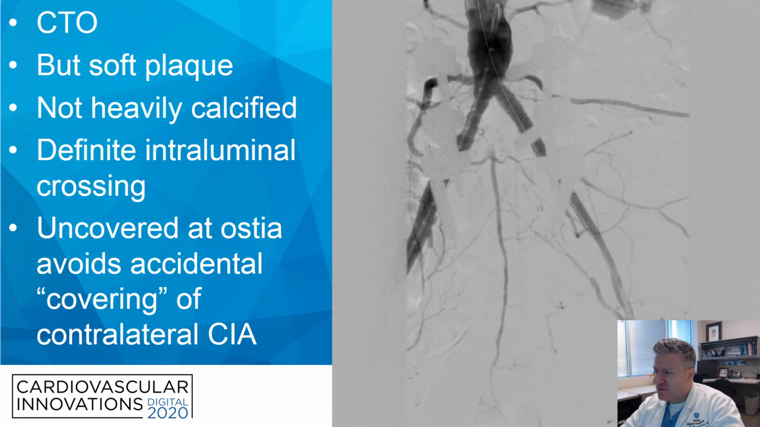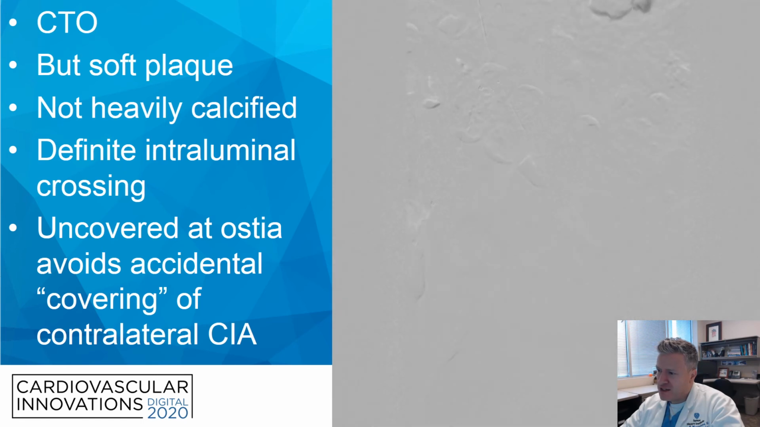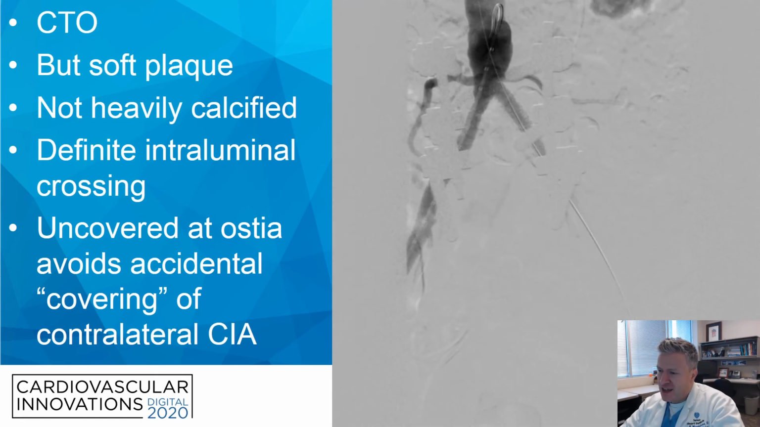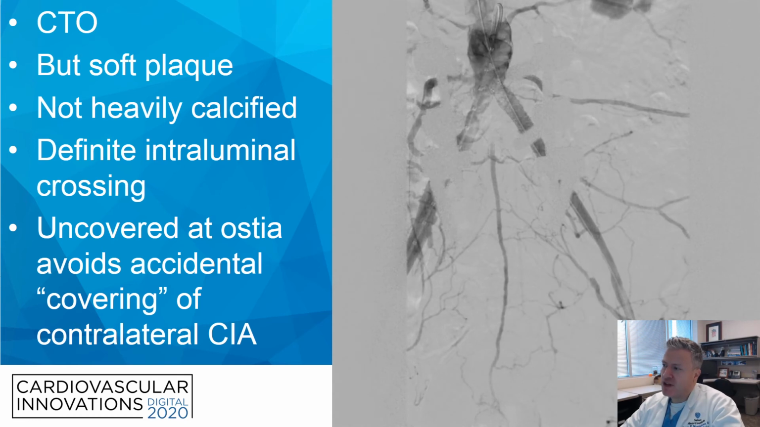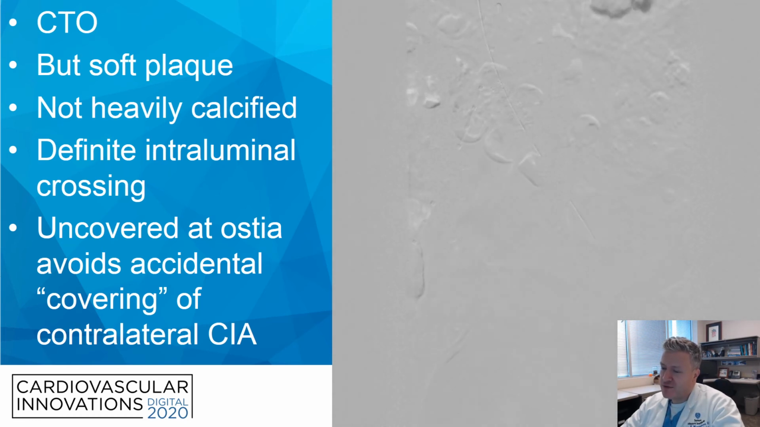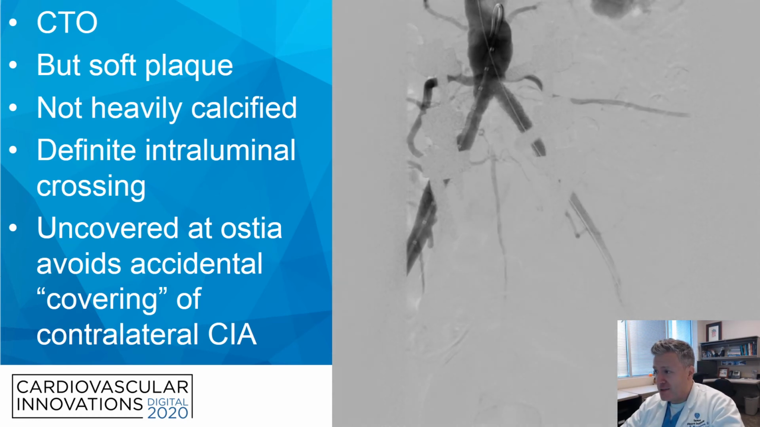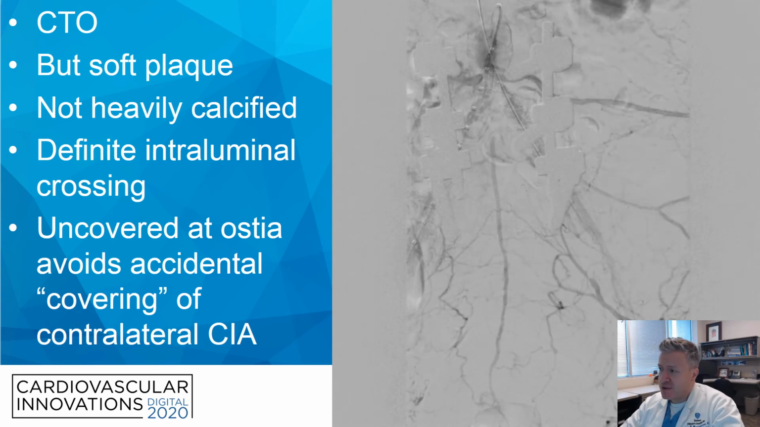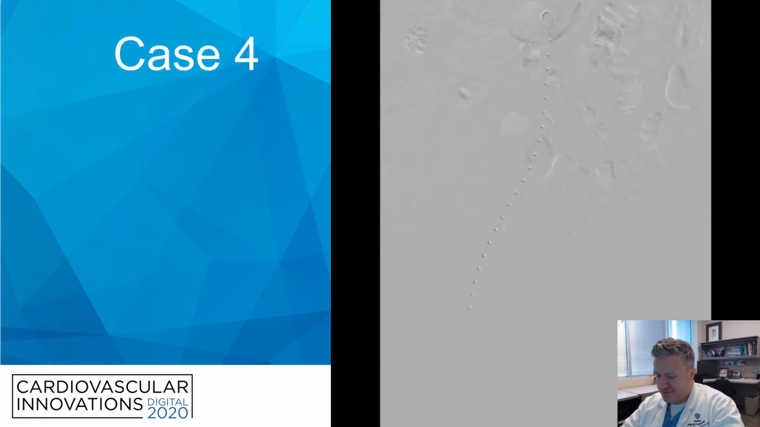And so there was some benefit as well in using an uncovered stent and trying to avoid a covered stent at the ostia, to avoid accidental covering of the contralateral common iliac artery, since we were avoiding intervention on that side secondary to absence of disease. It's a really nice result with an uncovered balloon expandable stent in that situation.